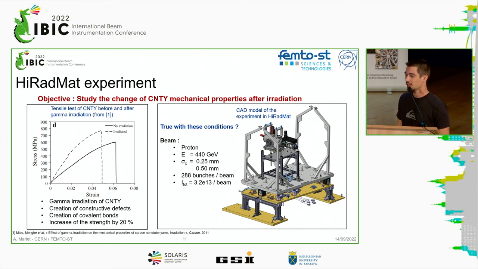But some studies already showed that if we irradiate this kind of wires with gamma rays in certain conditions, we could improve the mechanical properties by creating constructive defects and covalent bonds between bundles and between tubes. But the question is: is that also true for our conditions? I mean, with a proton beam with an energy of 440 GeV, a very small beam size of 0.25 millimeters, and a very, very high intensity. And that's the purpose of the experiment we developed. So we irradiated different samples to analyze the behavior after irradiation.